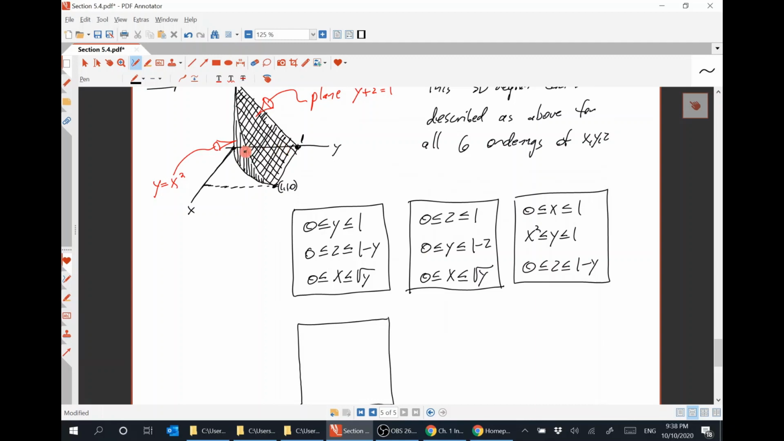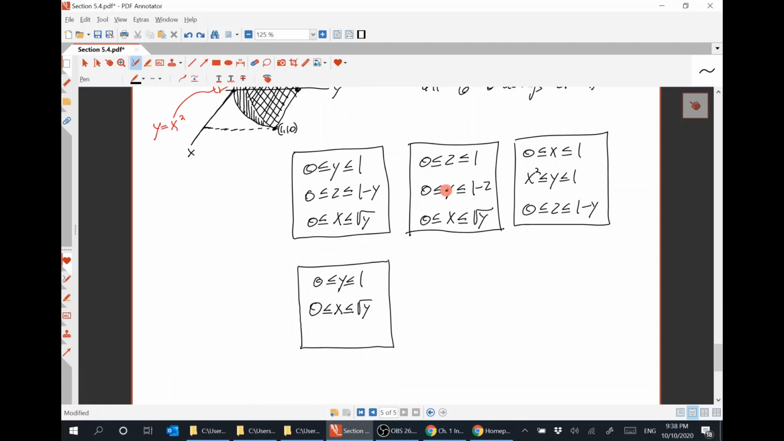So y, just on the y-axis, y is going from 0 to 1. And then x is going from where to where? X is going from x equals 0 to x equals root y. Right? Y is going from 0 to 1 on the y-axis, and then x goes in the xy plane from 0 to x equals root y. And then z is going from the point in the xy plane up to this plane, z equal to 1 minus y. 0 less than or equal to z, less than or equal to 1 minus y.